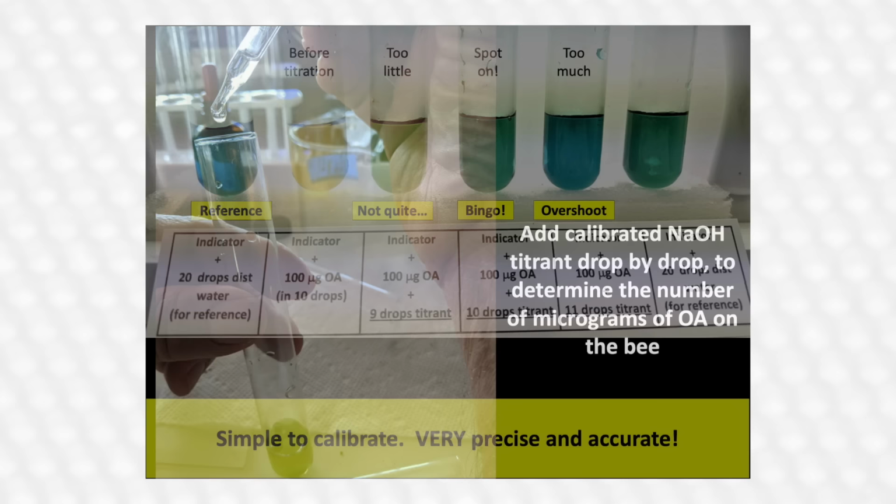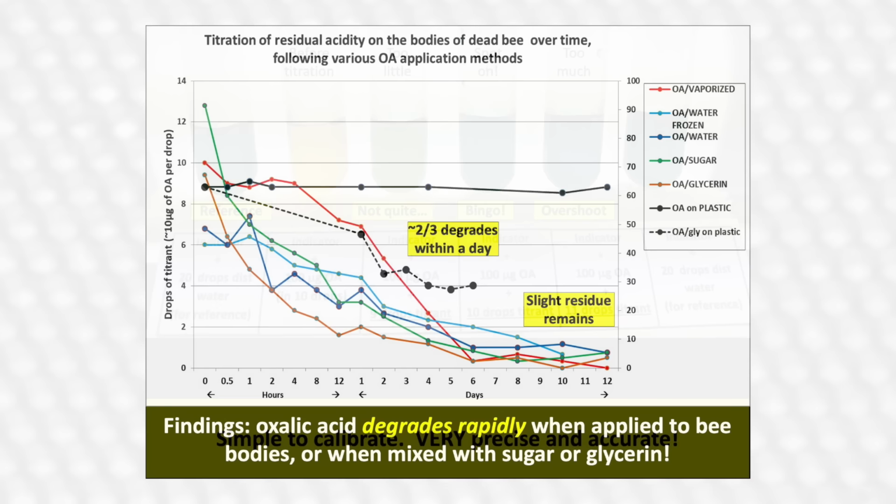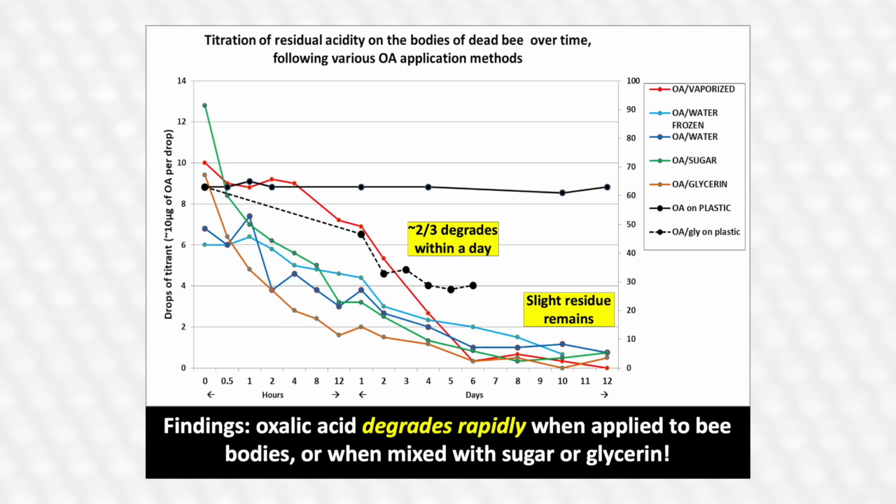So in 15 seconds, I can tell you how many micrograms, how many millionths of a gram of oxalic acid are on a bee. So we've done thousands of these. We found that oxalic acid on a glass cover slip does not degrade at all over time. This is your hours, up to 12 hours. These are days down here.